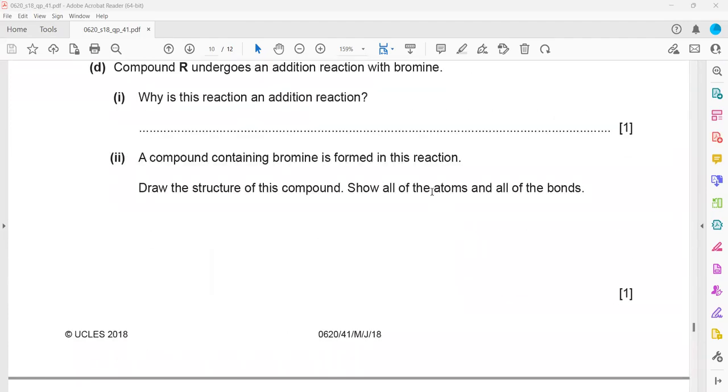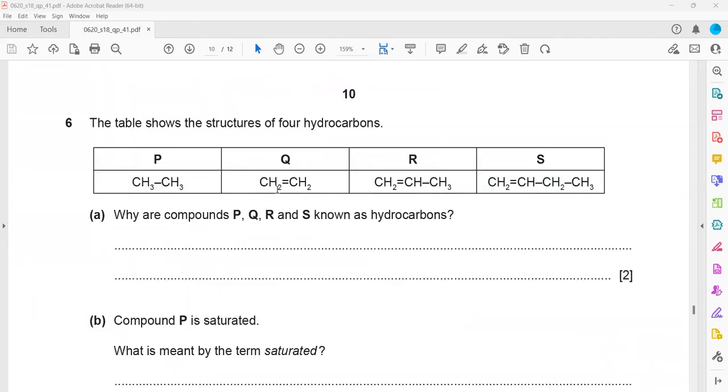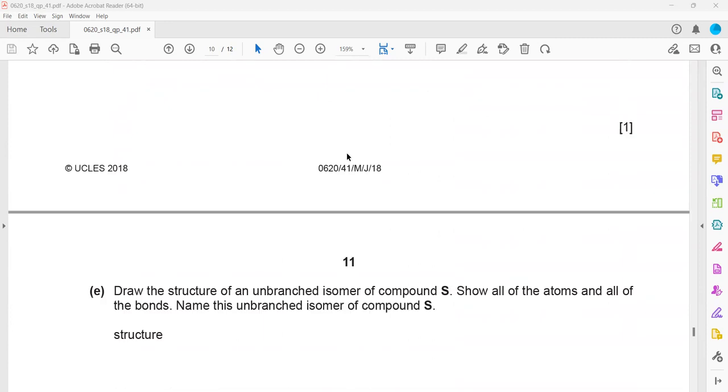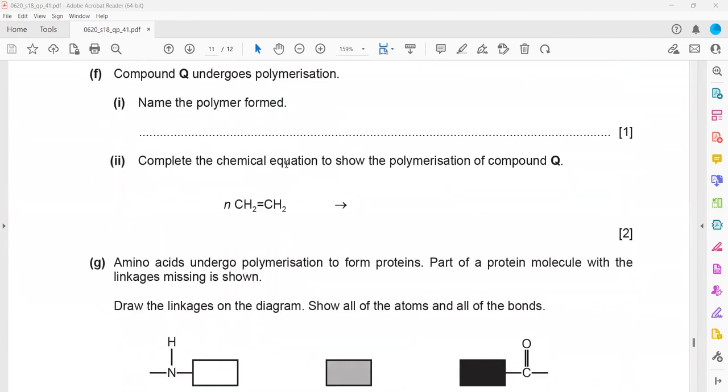If compound Q undergoes polymerization, Q will form polyethene. Because Q is ethene, the polymer which will be formed will be polyethene. Then we have to complete the equation. Complete the equation to show the polymerization of the compound.